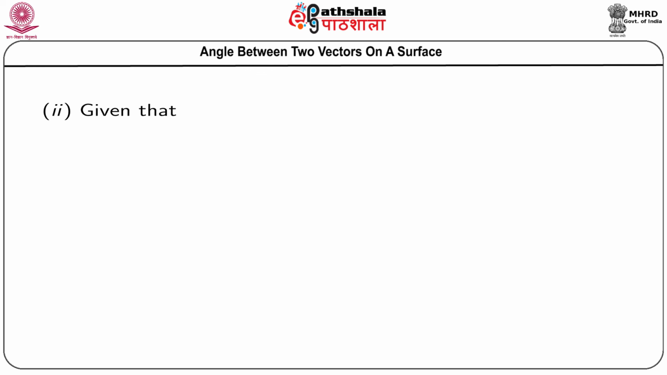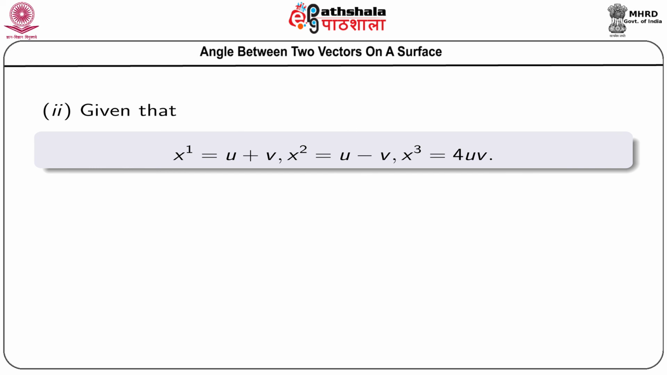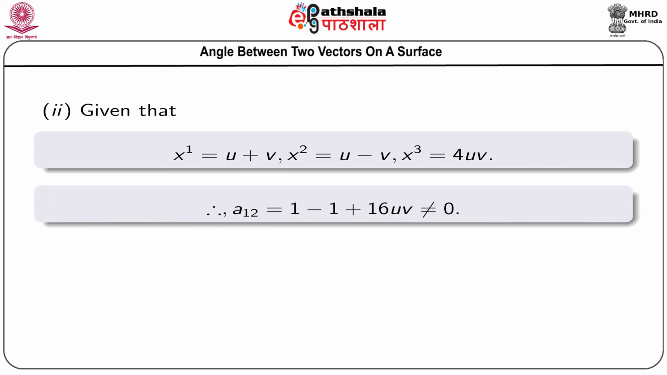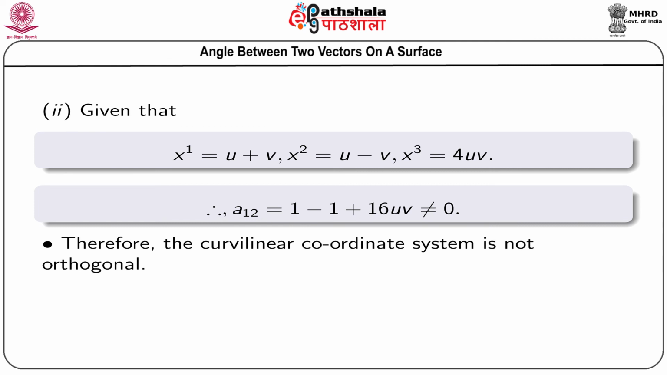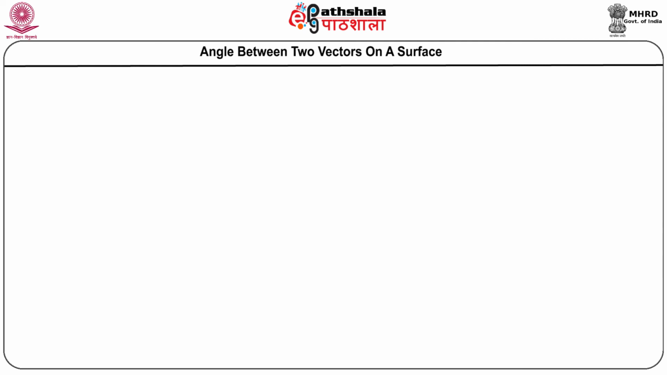For the second surface, that is for hyperbolic paraboloid, we have x1 equal to u plus v, x2 equal to u minus v and x3 equal to 4 u v, and if we calculate A12, we are getting 16 u v, which is not equal to 0 unless u v equals to 0, but u v cannot be 0. So, A12 is not equal to 0. Therefore, the curvilinear coordinate system is not orthogonal.